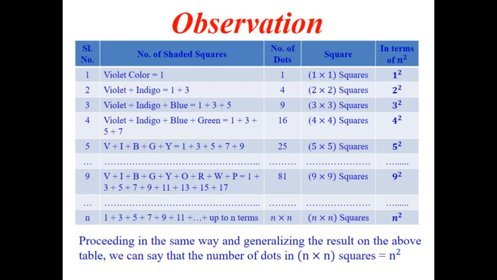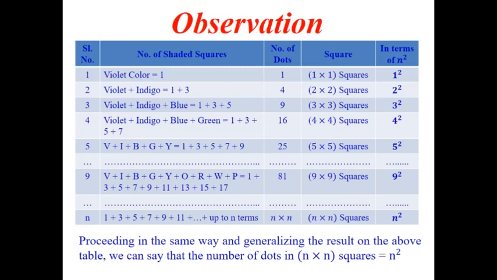So if we continue this process, at the end violet plus indigo plus blue plus green plus yellow plus orange plus red plus white plus pink is equal to 1 plus 3 plus 5 plus 7 plus 9 plus 11 plus 13 plus 15 plus 17. So number of dots will be 81, and number of squares is 9 into 9, that is equal to 9 square.